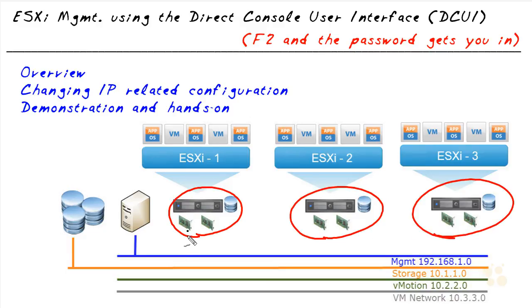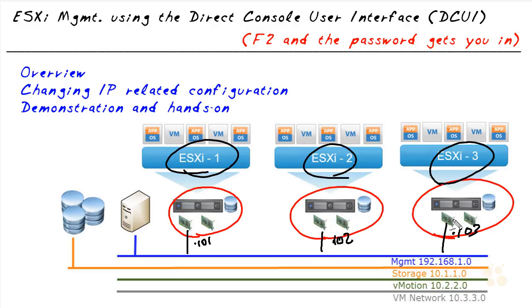Now, initially, to manage these ESXi hosts, which we installed in the previous lab, we have a couple options. Because they did get IP addresses of .101 and .102 and .103 for ESXi host 1, 2, and 3 respectively, we could go ahead from a computer, open a browser, and connect over to them at that address.